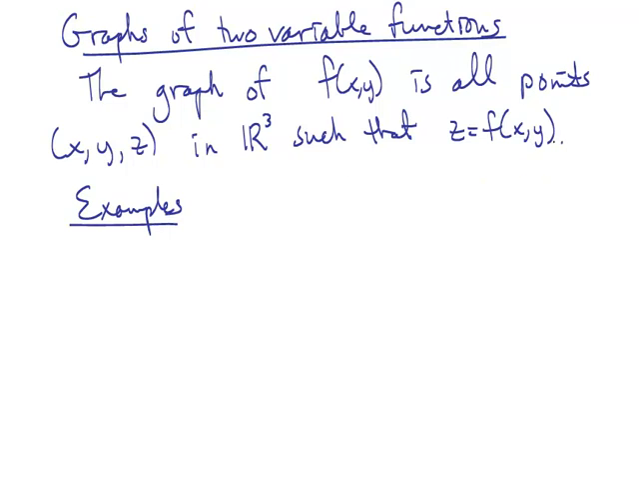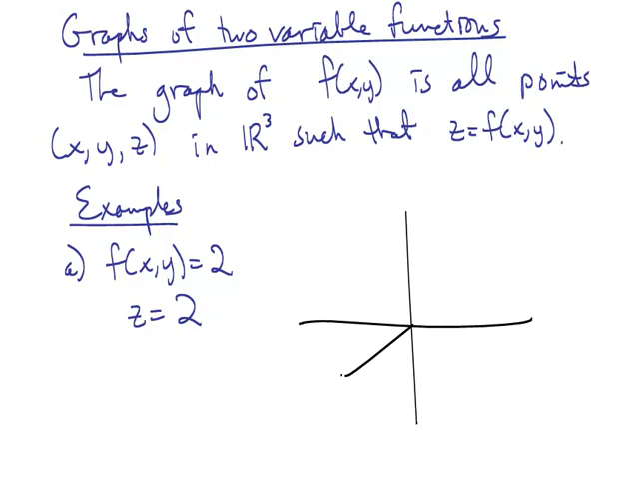We'll start with a very simple one. How about the function f of x, y equals 2, or if you like, we can call the output z, so we just have z equals 2. It's a constant function. The z value is always going to be 2, so let's think about what that looks like. We can put anything we want in for x and y. Here's z, x, y. It doesn't matter what we put in, the output's always going to be 2, so the height of the surface is always going to be 2.